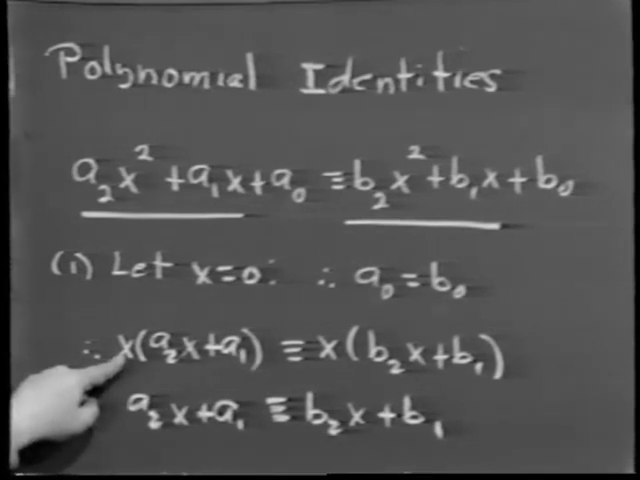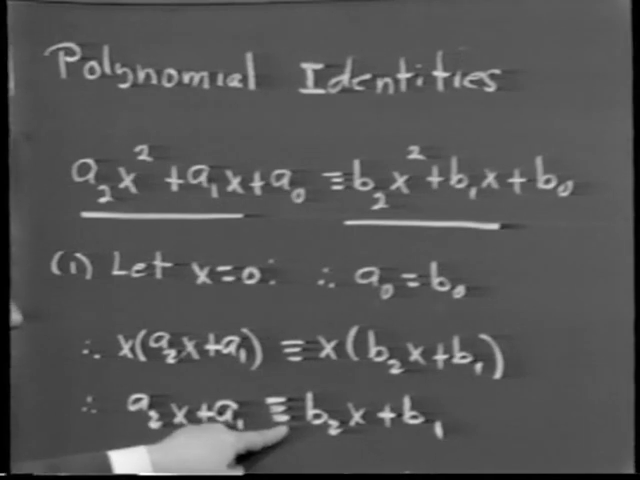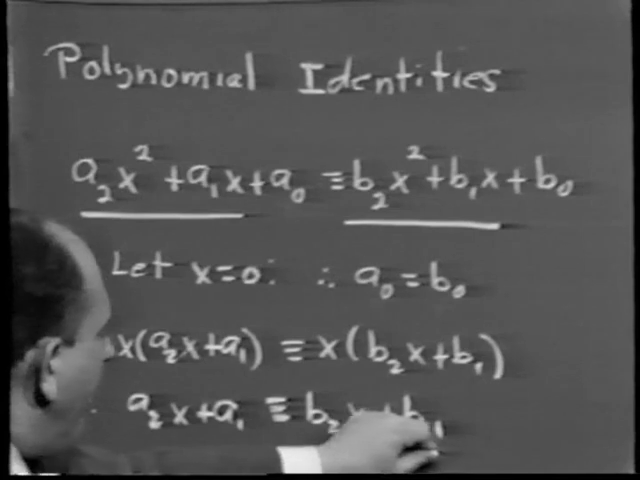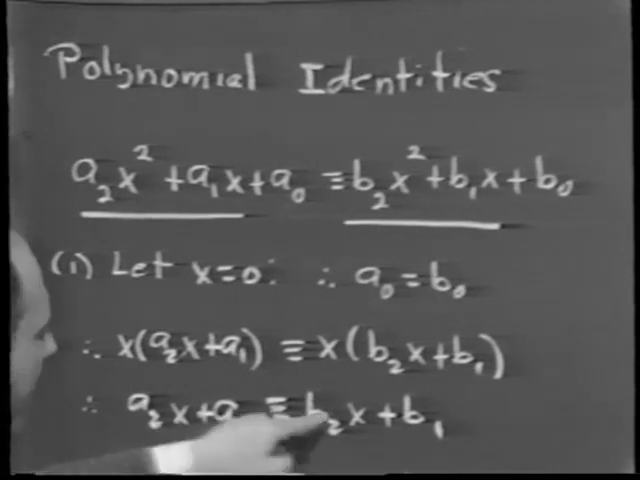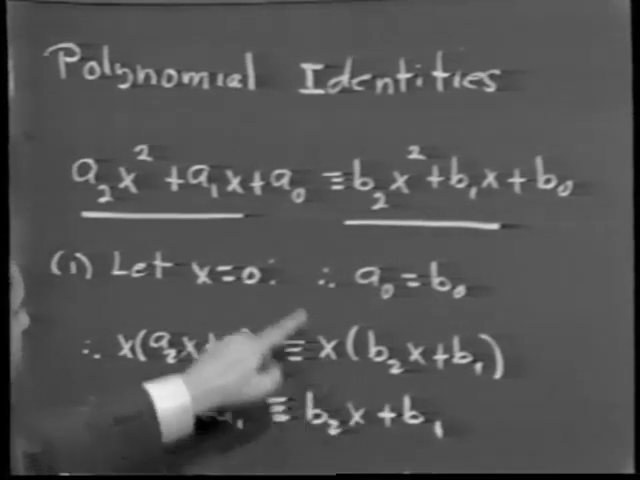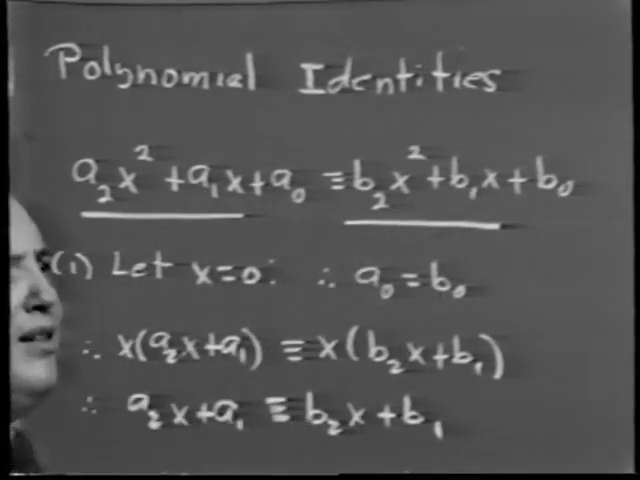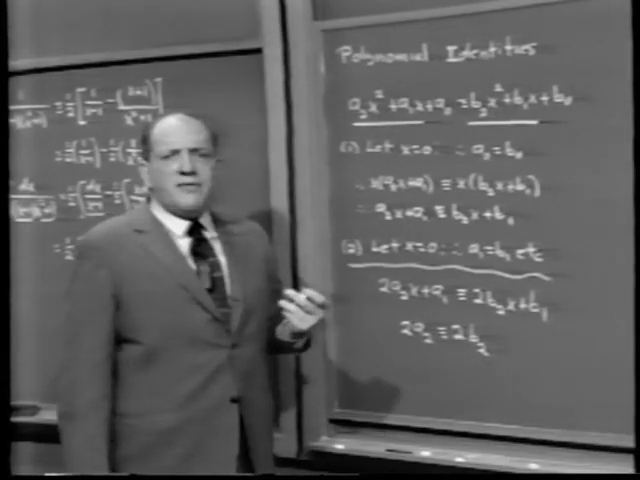If x is not 0, we can cancel x from both sides of the equation, and that shows what? That for any non-zero value of x, a2 x plus a1 must be identically equal to b2 x plus b1. Once we have this formula established, let's let x equal 0 in here, and we see what? With x equal to 0, a1 equals b1. In other words, the coefficient of x on the left-hand side equals the coefficient of x on the right-hand side.